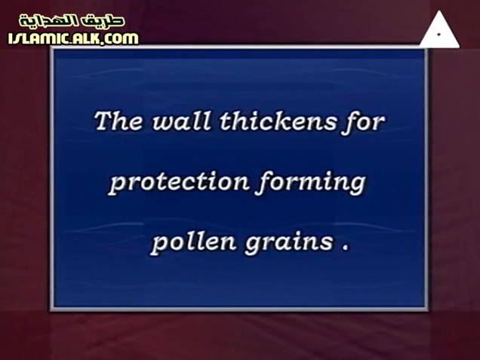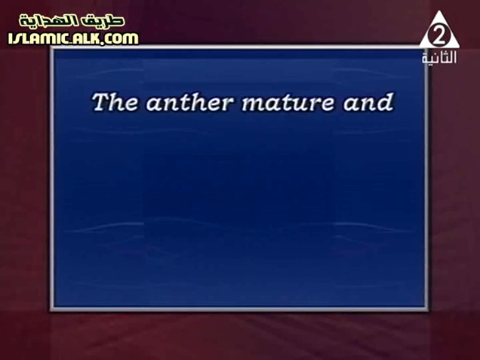The wall of the pollen grains thickens for protection and forms a grain. This grain is called a pollen grain. Is it clear? So after the formation of the macrospores, the wall thickens, increasing protection to form a grain. Those are pollen grains, and they are separated and propagated in the air to reach the female reproductive organ.